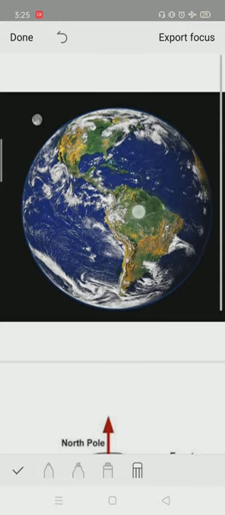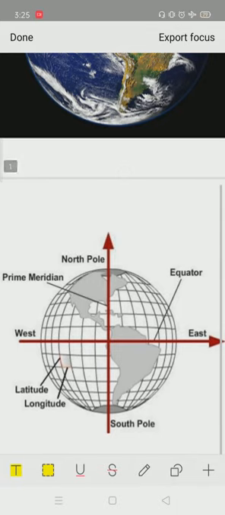Like I'll show you in this diagram here. See this diagram. Can you see this? Now you have this earth. We have these horizontal lines. What will you call these horizontal lines? The horizontal lines will be called latitudes.